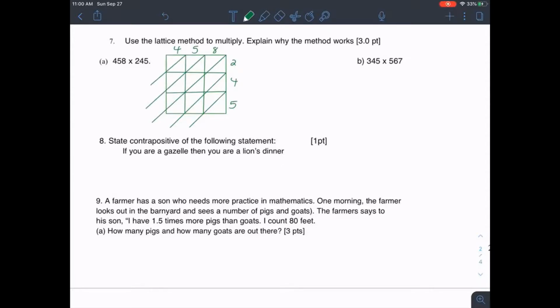Okay, so we start with the top. We have 2 times 8 is 16. 2 times 5 is 10. 2 times 4 is 8. So you put the zeros in 8. 4 times 8 is 32. 4 times 5 is 20. 4 times 4 is 16. 5 times 8 is 40. 5 times 5 is 25. 5 times 4 is 20.